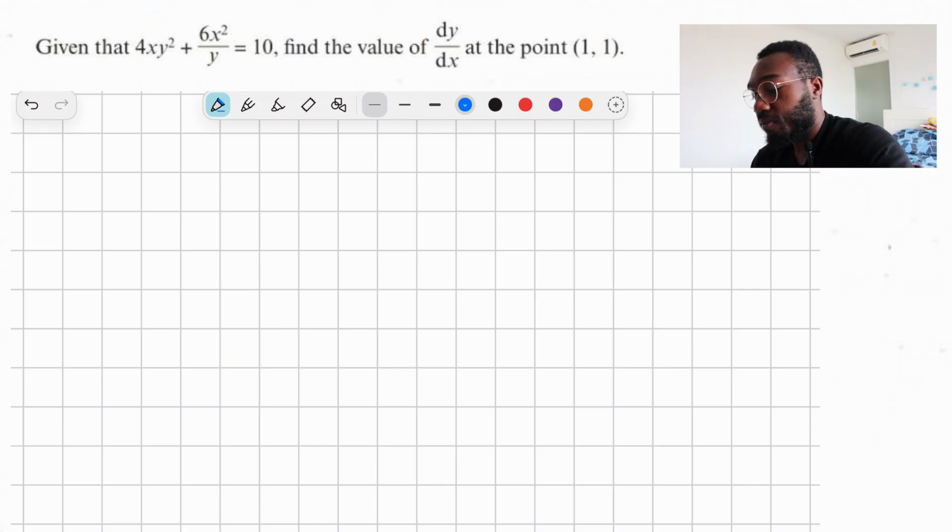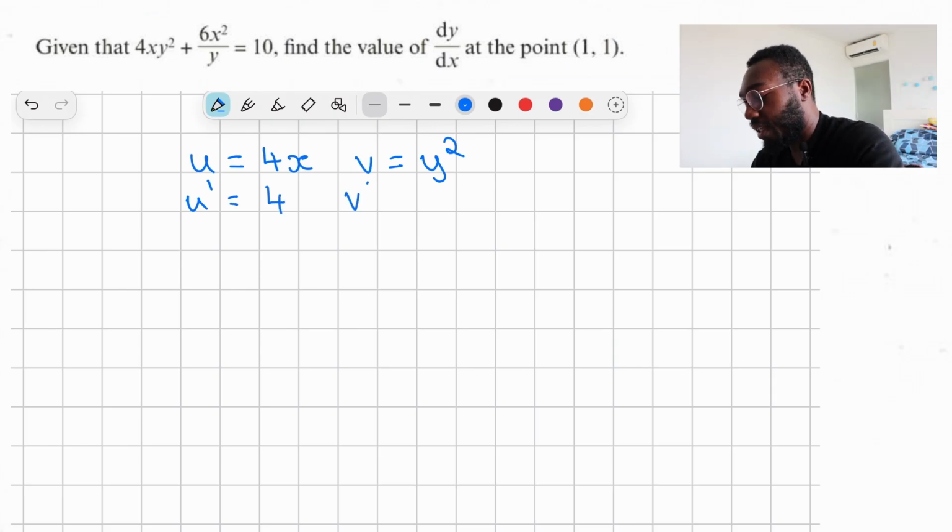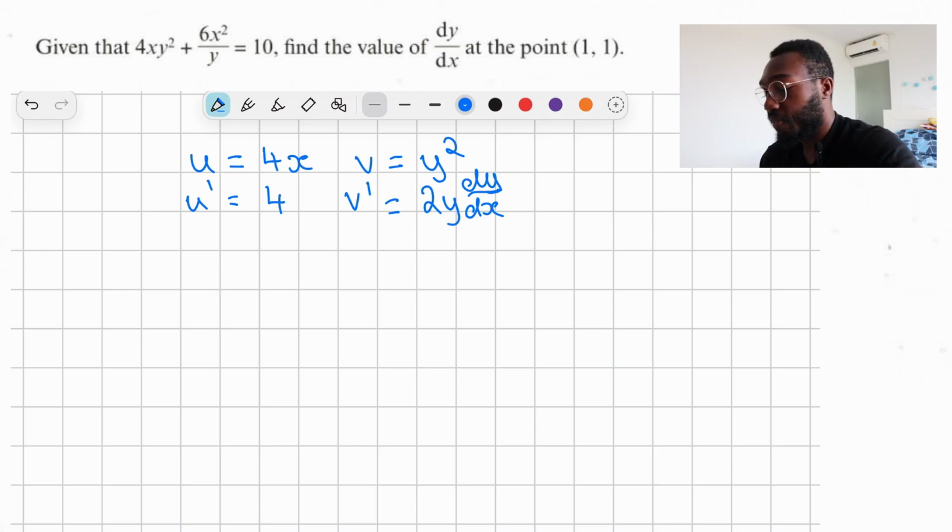So to start off with, if I have a 4xy squared, then if we use the product rule, we'll let u equal 4x, and we'll let v equal y squared, okay? Now, if we differentiate with respect to x, that 4x becomes a 4. And if we differentiate that v with respect to x, it becomes a 2y dy over dx. Remember that y is a function of x, okay? That is why we do it like this.